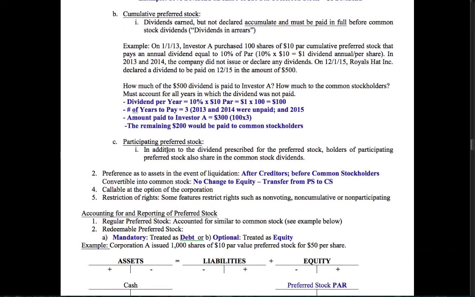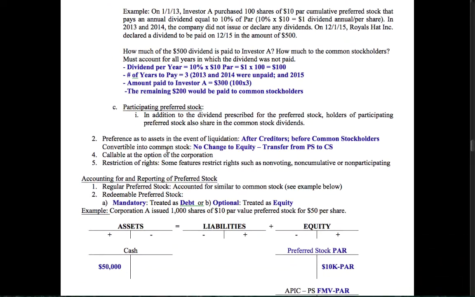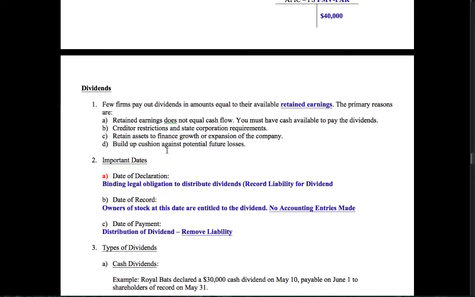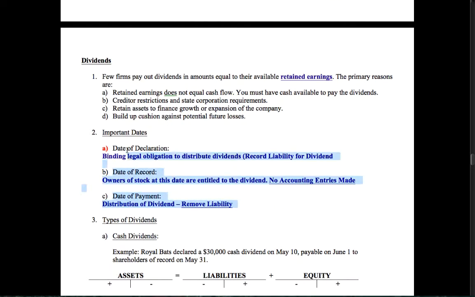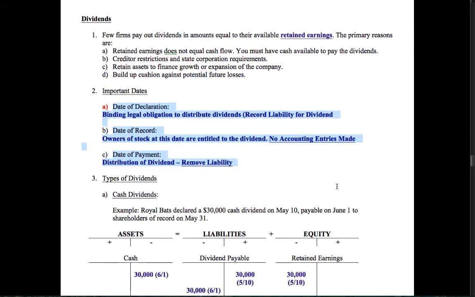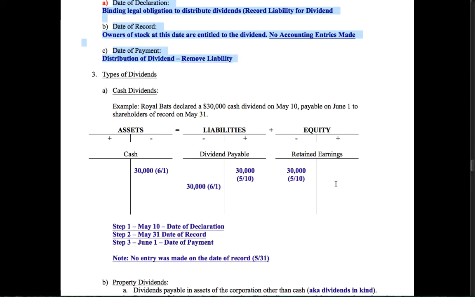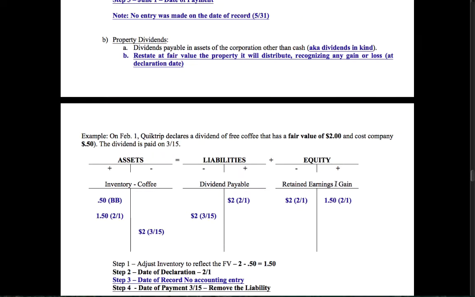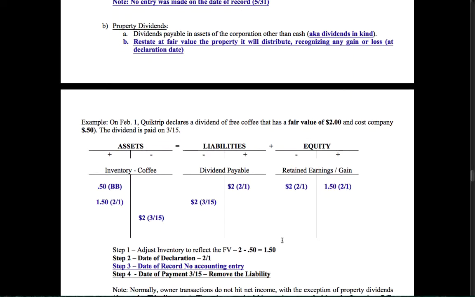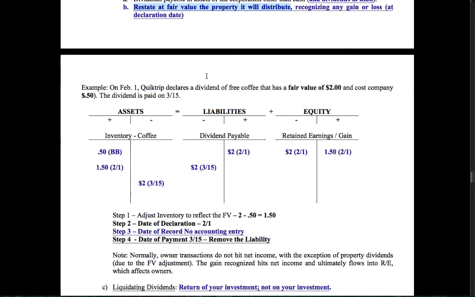We have gone over the significant parts of preferred stock earlier in this chapter and the things I wanted you to remember. Make sure you understand these three important dates. Make sure that you understand that for property dividends, you need to adjust the value of the property you're distributing to fair value.